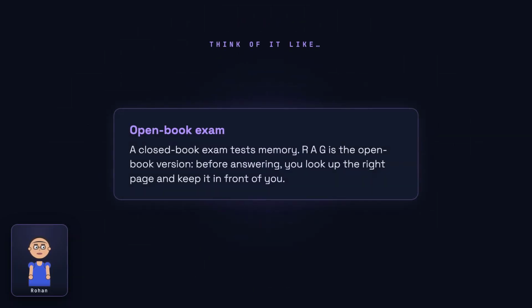Think of it like an exam. Closed book, the student answers from memory and sometimes bluffs. Open book, they first find the relevant page and keep it open while they write. RAG turns your model into an open book test taker. Retrieve the right passage, then answer using it.